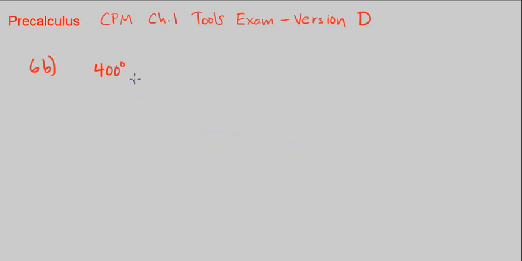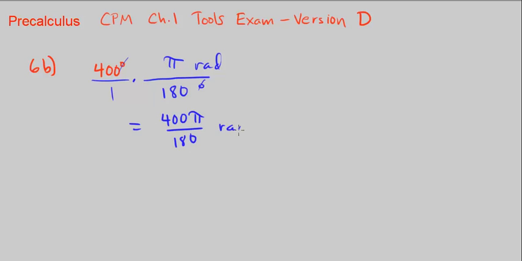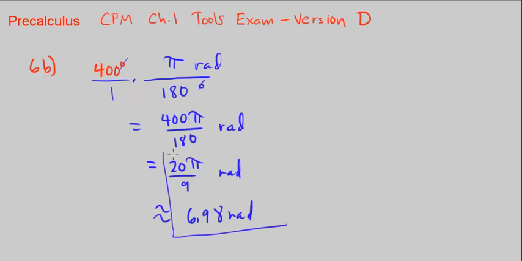400 degrees. We want to multiply the conversion ratio with degrees in the denominator to cancel this out, radians in the numerator. So that means pi and 180, right? Multiply across, you get 400 pi over 180 radians. Simplify this, you get 20 pi over 9 radians. You can plug it in your calculator. You get 6.98 radians. Either one of these answers was accepted for full credit.